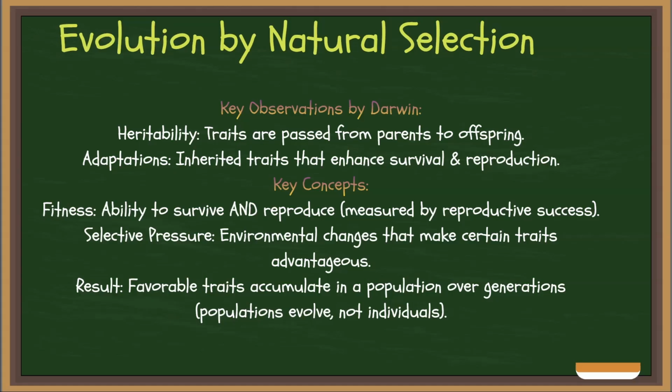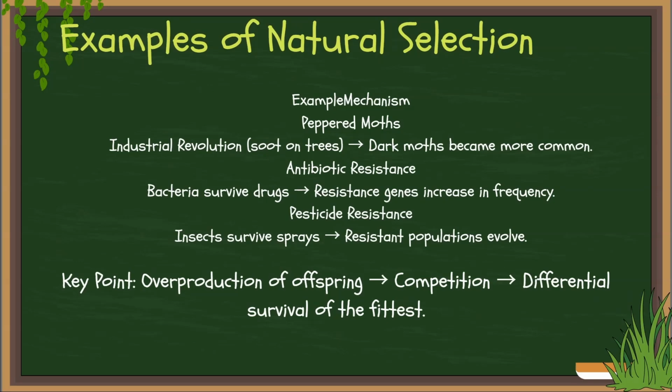Populations evolve, not individuals. Some examples of natural selection: the peppered moth, in the Industrial Revolution, the soot on trees led to dark moths becoming more common. Antibiotic resistance: bacteria survive drugs, which leads to resistant genes increasing in frequency. And pesticide resistance: insects survive sprays, so resistant populations evolve, like DDT. Key point is the overproduction of offspring leads to competition, which leads to differential survival of the fittest.